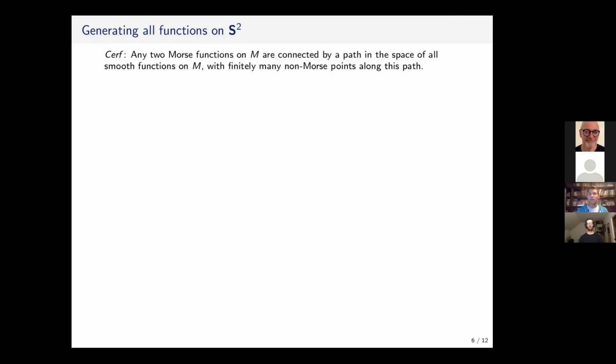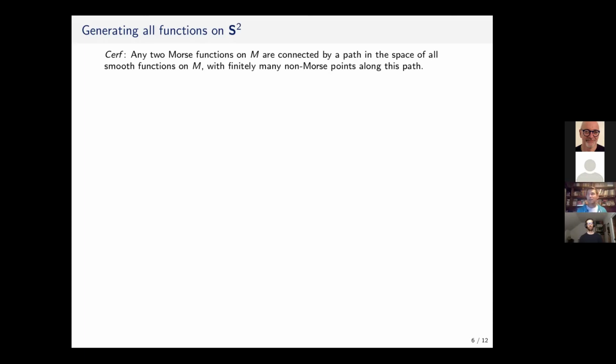Our approach to this was, let's understand what happens at those finitely many non-Morse points. The way to think of it is maybe that the space of all smooth functions on M is stratified, so we have different strata where everything is Morse.